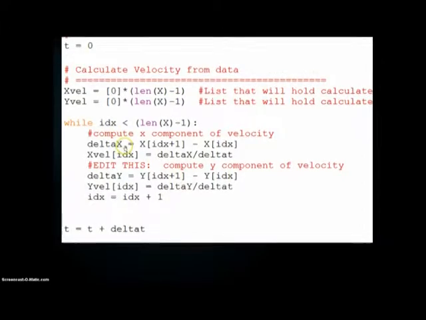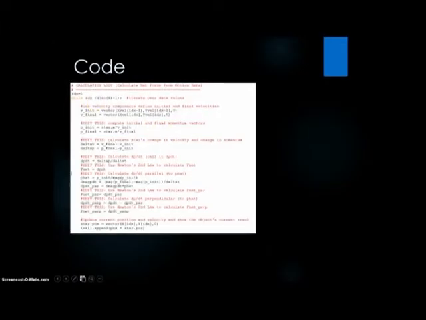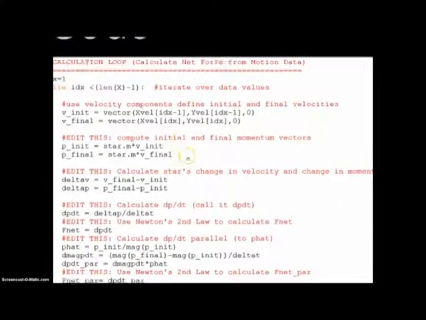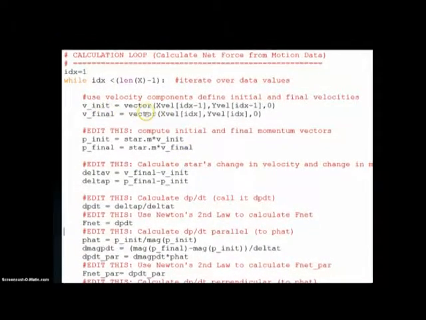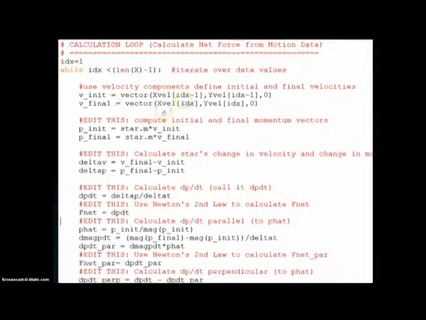We got our delta x by finding the change in position x, y, and then do delta x over delta t, which gives us our velocity by the change in distance over the change in time. The same thing for delta y. And then we have a list of our x velocities and our y velocities. We then use our main calculation loop. For v initial, you just plug in our values there, and then v final is going to be one more in the list.